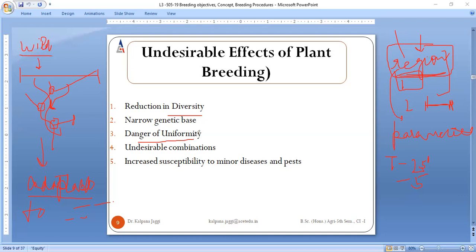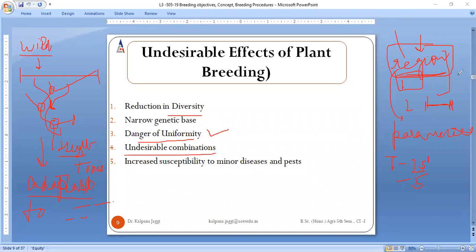The variety, when it is grown in the same region again and again, is no more going to give the same results. That means we always have the danger of uniformity. Sometimes you must be thinking we are going for the improvement of height. But what happens is that instead of height, it is giving the production of toxic substances also. That means sometimes undesirable combinations can be generated.